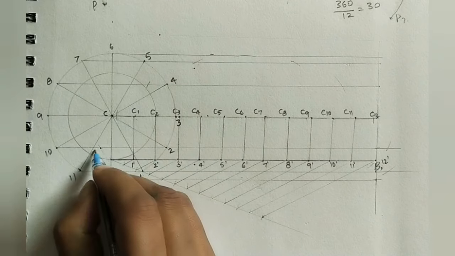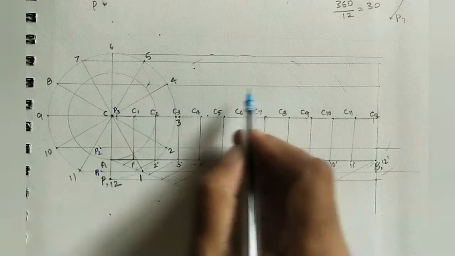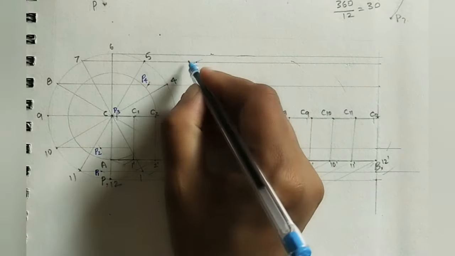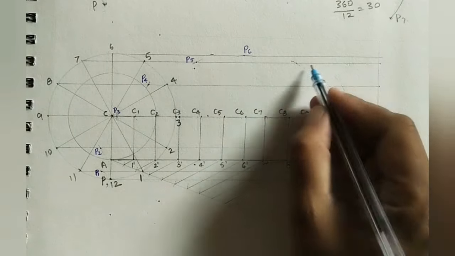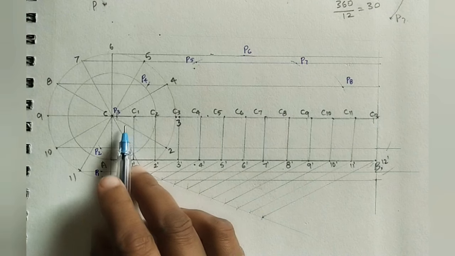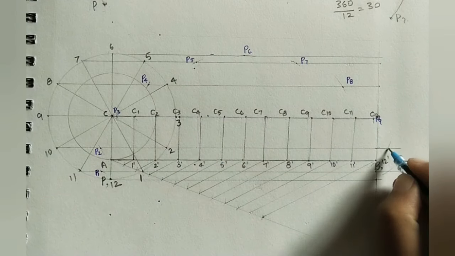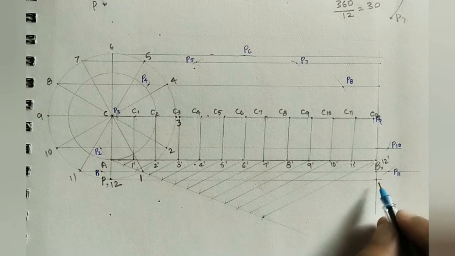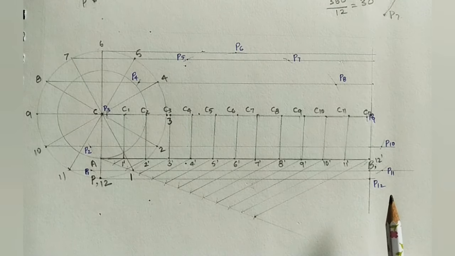So after P1, P2, now next this is P3, next on the fourth line the next point is P4, now next on the fifth line it is P5, on the sixth one it is P6, now next on the seventh line P7, next on the eighth line P8, so on the ninth line it is P9, now next on the tenth one it is P10. Now on the 11th one, P11, and the last, 12th one, P12. After getting all the P points, join all the P points, we will get the superior trochoid.